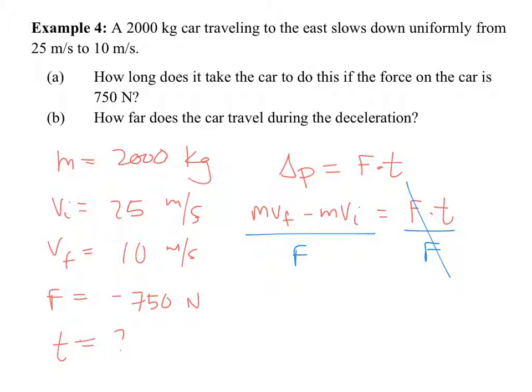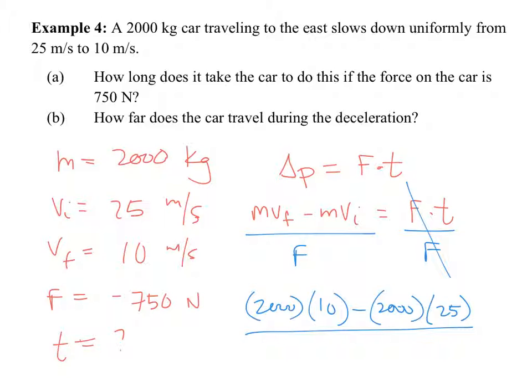Okay, plug in. The mass is 2,000 kilograms. The final velocity is 10 minus the mass of 2,000 kilograms times the initial velocity of 25, which is all going to be a negative numerator, right? Look at the numerator. It's definitely negative. You'll get positive time. Exactly. You need to know that the force is negative here. Had you forgotten that, you would have had a negative time, which doesn't make any sense. Your numerator is negative, and so is your denominator. So as a result, you get a positive answer for time.